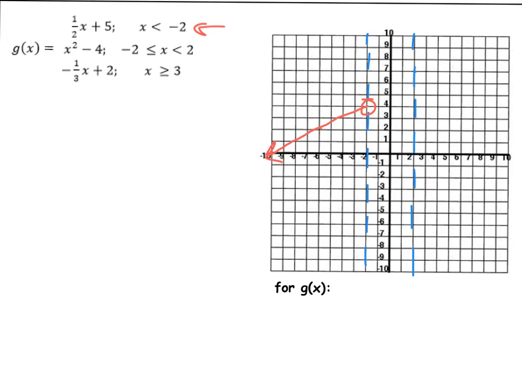-2 to 2, we have a quadratic. Let's stick to the same plan for when we graph a quadratic. Let's figure out where the vertex is. B is 0.